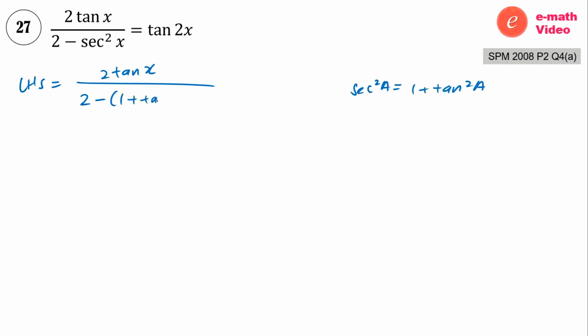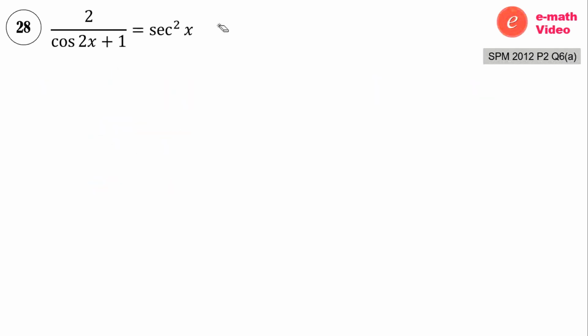1 plus tangent square a equals to 2 tangent x, not a. This one should be x over 2 minus 1 is 1 minus tangent square x. Look at your formula list. This is just tangent 2x. Proven. Number 38. We have cos on left hand side and secant on right hand side.